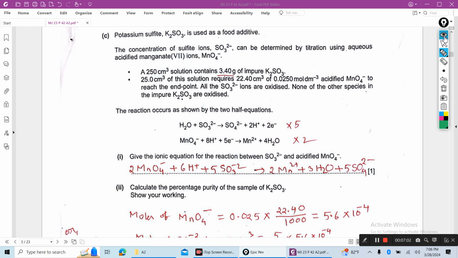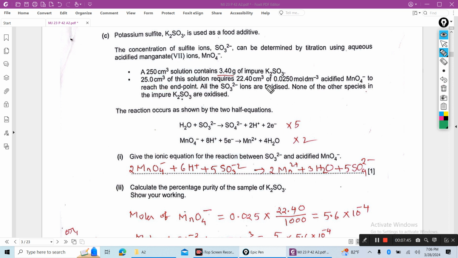Now number C, potassium sulfide is used as a food additive. The concentration of sulfide ion can be determined by titration using aqueous acidified manganate(VII). First, a 25 cm³ solution contains 3.4 g of impure potassium sulfide. Mass is given. 25 cm³ of this solution requires 22.40 cm³ of 0.0250 mol per dm³ acidified manganate to reach the end point.